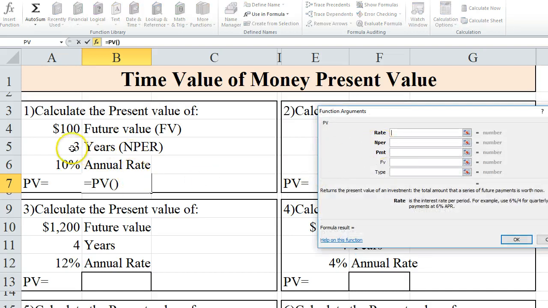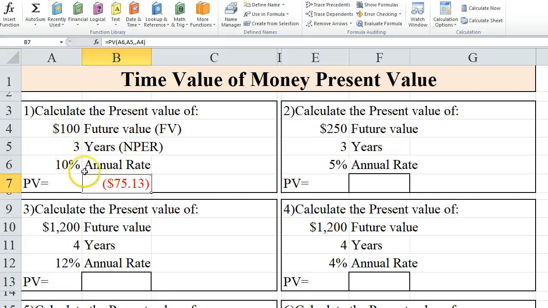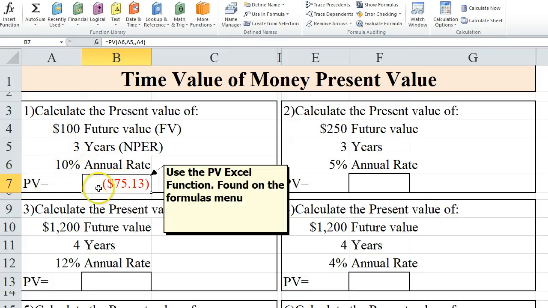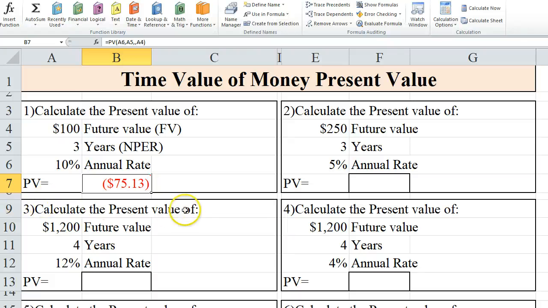So here, our rate is the rate, our N per is the years because it's annual compounding, and our future value is $100. So this means that in today's dollars, present value is always expressed as a negative in Excel, but oftentimes on a test or homework manager, when they ask for present value, they're going to want to see it expressed as a positive number. It's only really Excel that puts present value in negative terms because they think of it as sort of a payment. So that would be our present value.